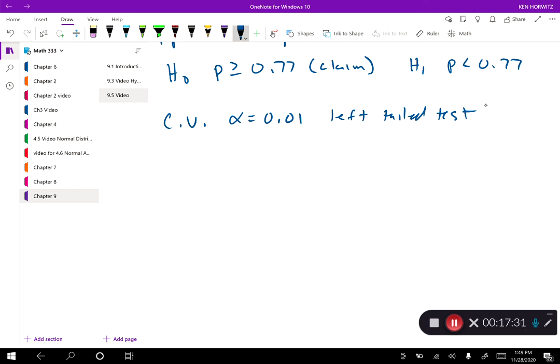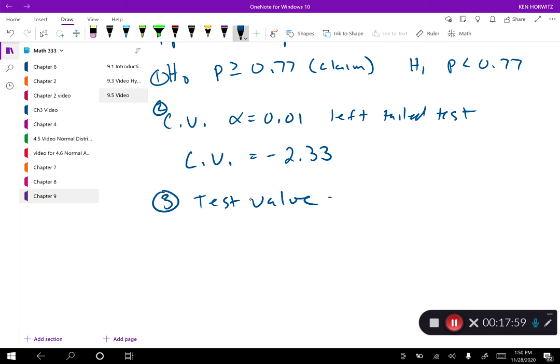All right, hopefully you paused the video and found out that your critical value equals negative 2.33. So that's step 1, that's step 2. So the third step is my test value. And we're going to use the same formula that we've been using, the p hat minus p, right? But I'm just going to fill in the numbers here.